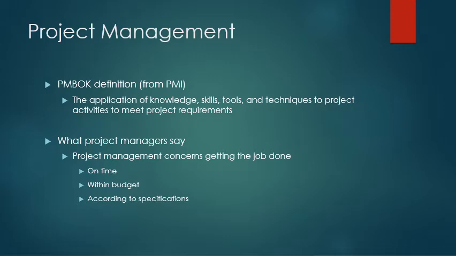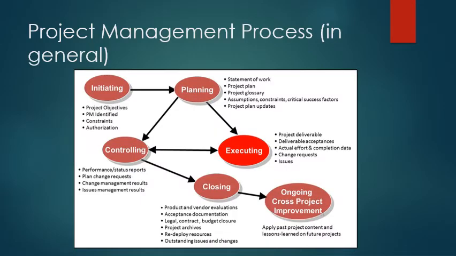And the orientation of project management is to take your project management task, the project that you've been given, and to get the job done on time, within budget, and according to specifications. Now, in this process, there's 5 general stages called process groups in project management.